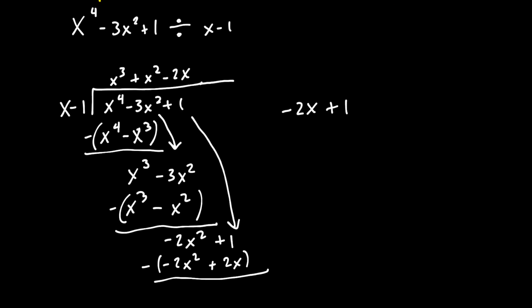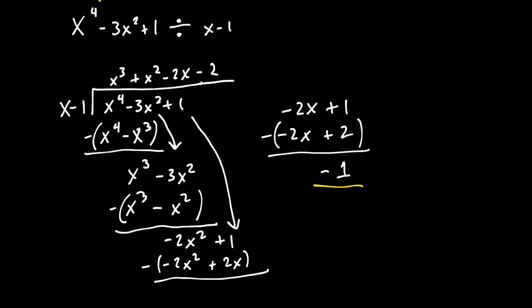And now we want to get rid of the negative 2x, so multiply our x minus 1 by the negative 2. And then add this to the top, and our negative 2x's cancel out, and we'll get a 1 minus 2, which leaves us with a negative 1. Now, since the degree of our negative 1 is less than the degree of x minus 1, the division algorithm is complete.